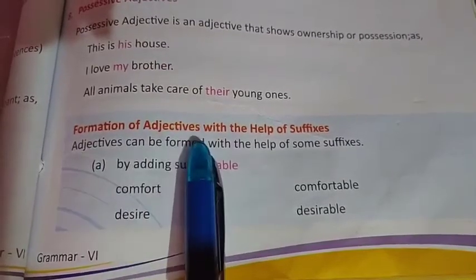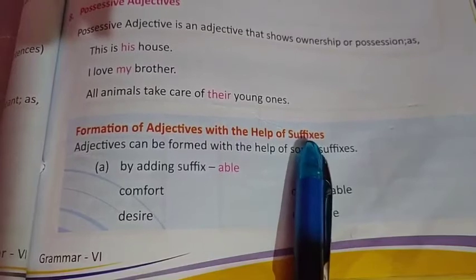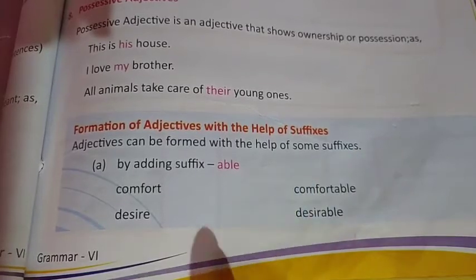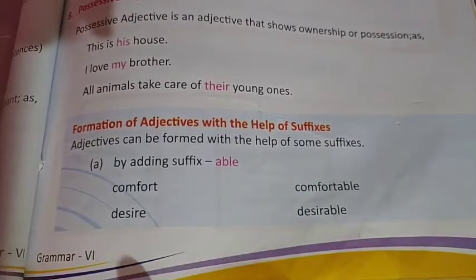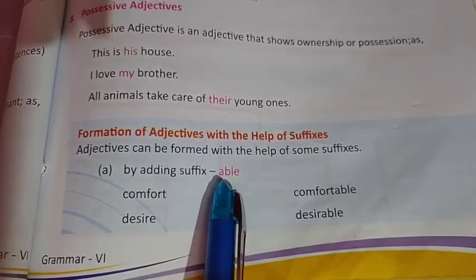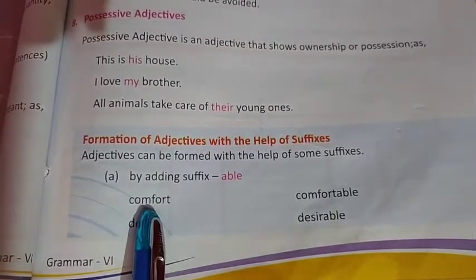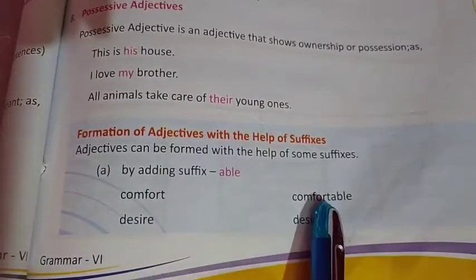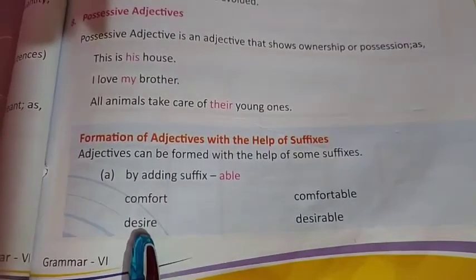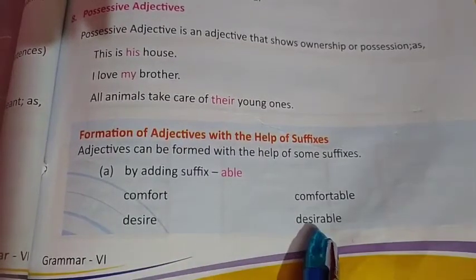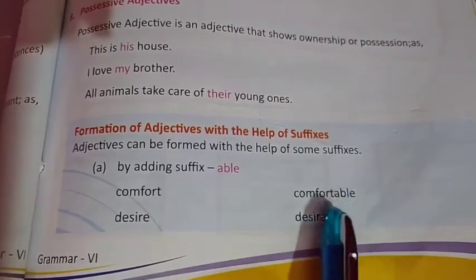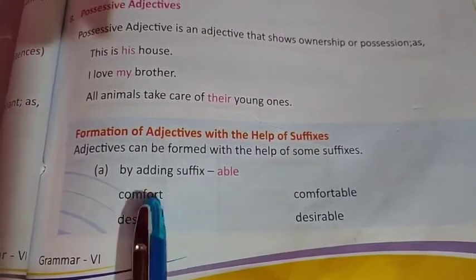Now let's learn about formation of adjectives with the help of suffixes. Now a suffix is a letter or a group of letters which is added at the end of the word to change its meaning. So by adding the suffix able, A-B-L-E, like we have comfort, and the adjective we have made is comfortable by adding the suffix A-B-L-E. Then desire, able added to it, that is desirable. We have formed adjectives here by adding able to these groups of letters.